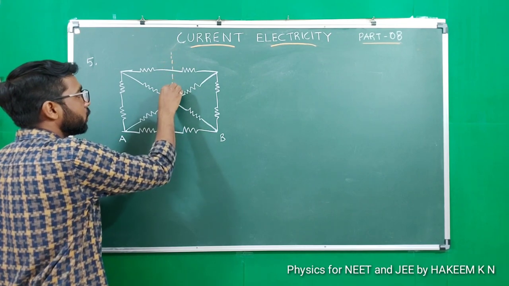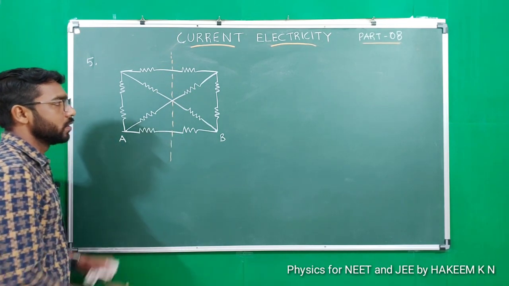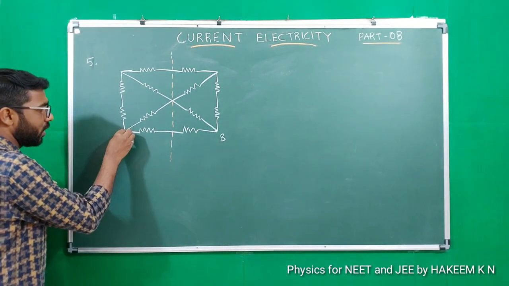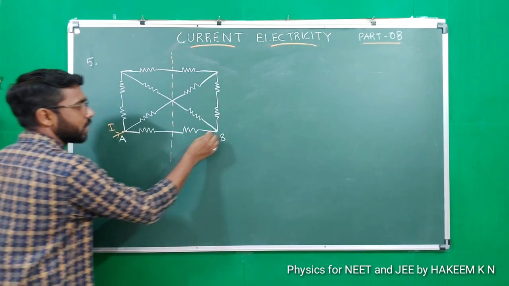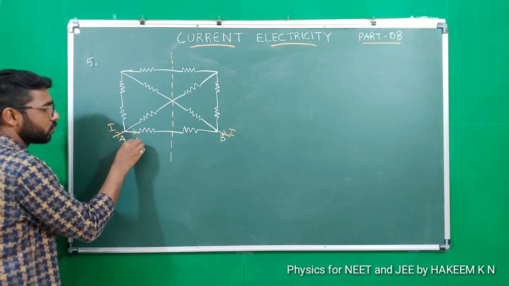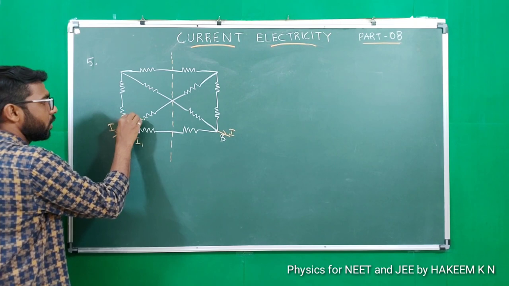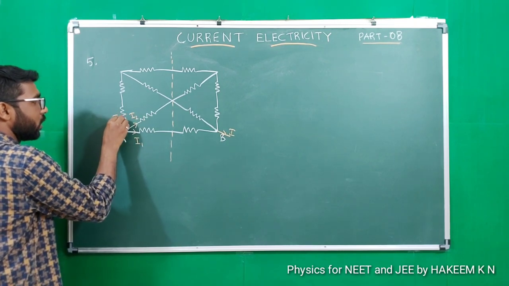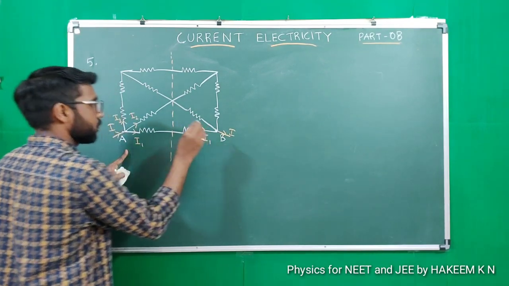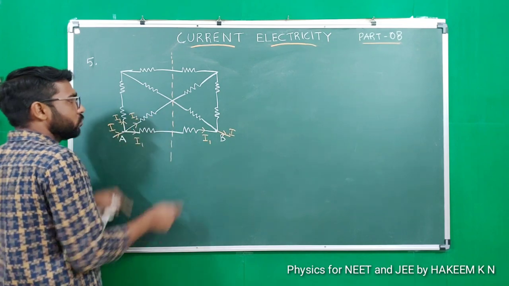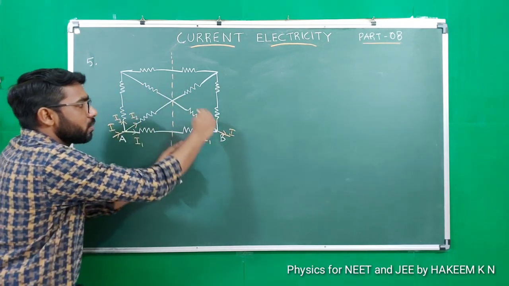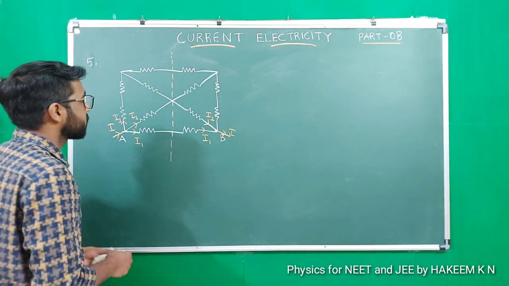Assuming a plane perpendicular to AB, then we will get a mirror image of LHS on RHS. Then assuming current I entering at A, so that current I should leave from B. That current I divides into three pieces, I1, I2, I3. Then here what happens? I1 directly reaches to B and I2 directly reaches at B. I2 reaches here, mirror image. Opposite arms have the same current.